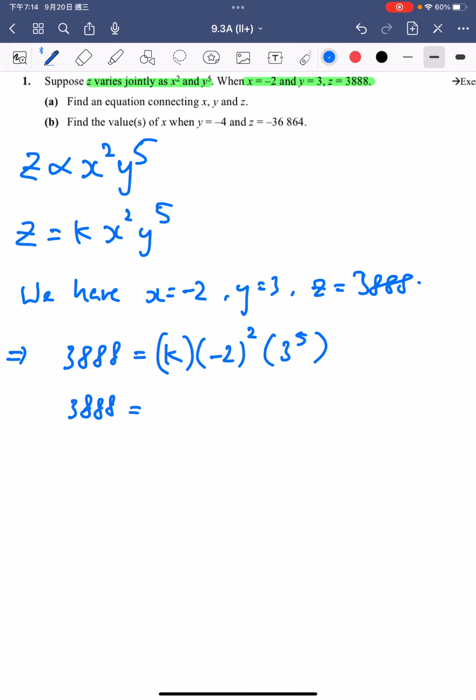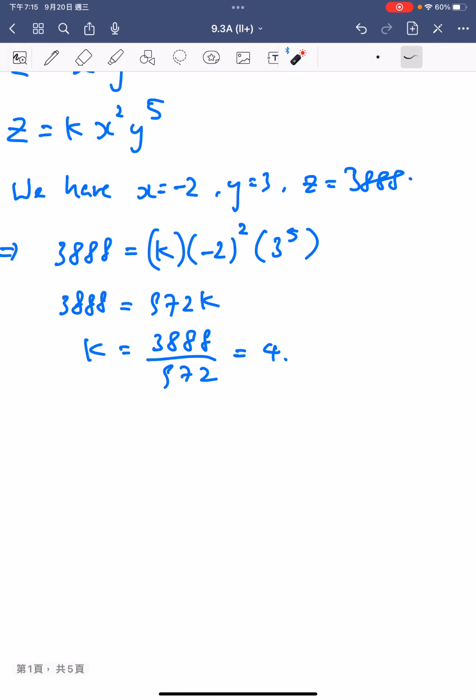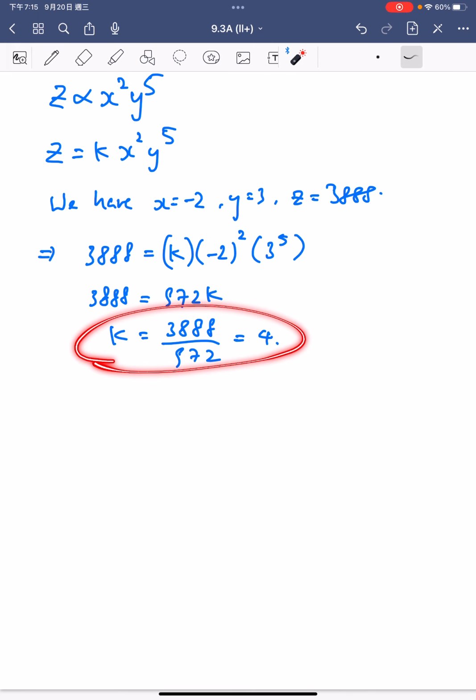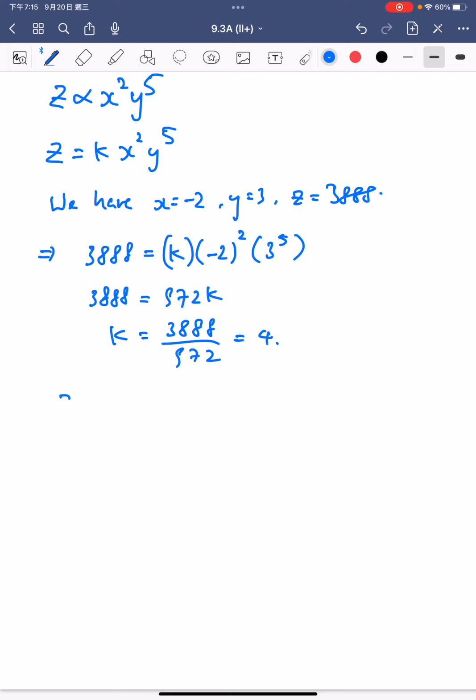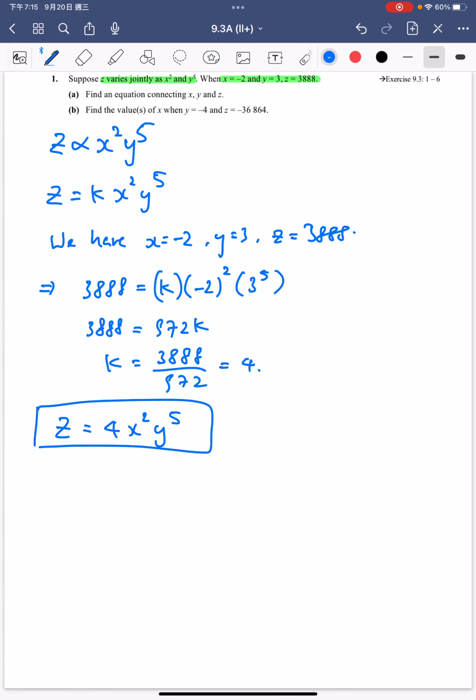So we have 3,888 is equal to 972k. Then if you're using your calculator, it's equal to 3,888 divided by 972. So k is actually equal to 4. Every time we get the value of k, we substitute back to our original equation. Then we can have z is equal to 4x squared y to the power of 5. So this is the equation connecting x, y, and z. So this is for our part A. Then we have our part B.